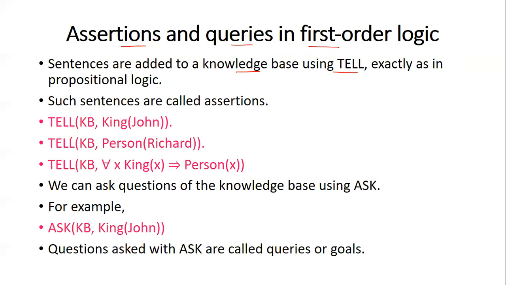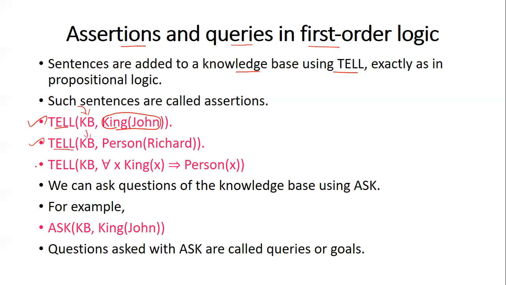Say, for example, you want to add the information that John is a king to the knowledge base. In first order logic, that can be done like this: tell of KB, king of John. Here tell is the assertion. Basically, we are adding a fact to the knowledge base that John is a king. This is a representation in first order logic. Similarly, to represent that Richard is a person: tell KB, person of Richard.